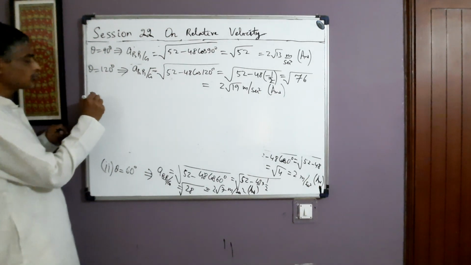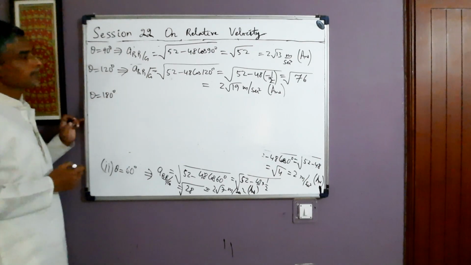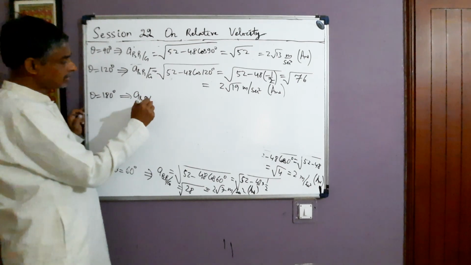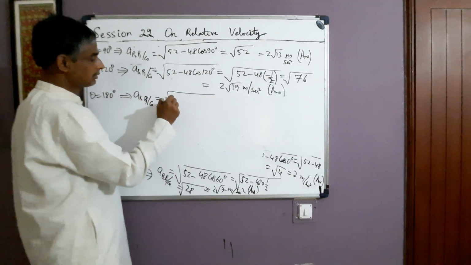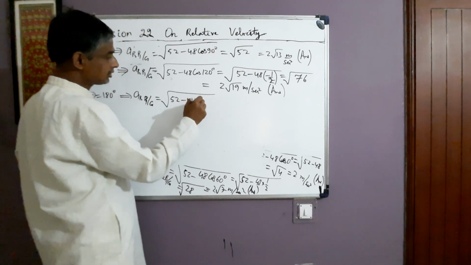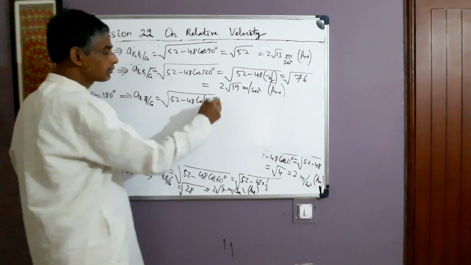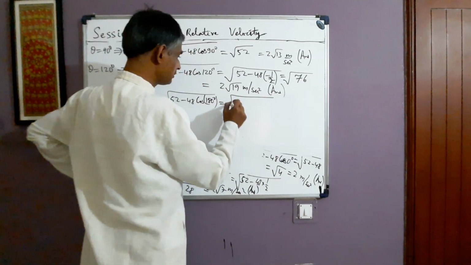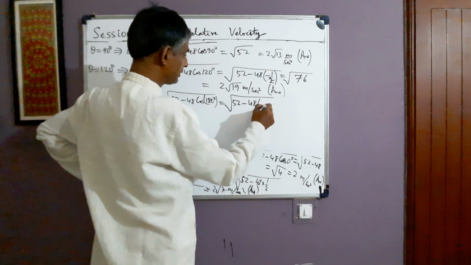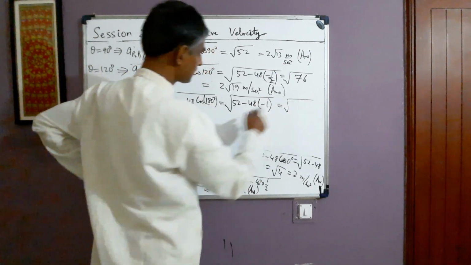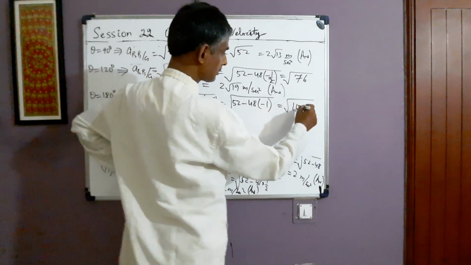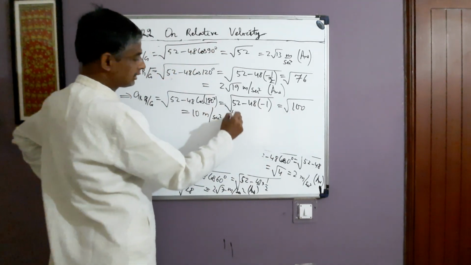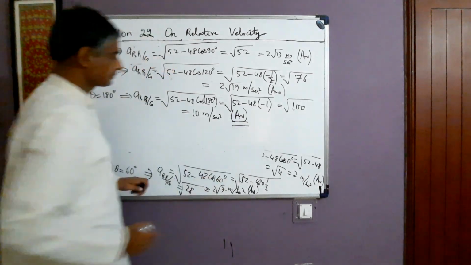And last, theta is given to be 180 degrees. In that case, A P2 P1 G becomes root under 52 minus 48 cos 180 degrees. It is well known that cos 180 degrees is equal to minus 1. So this becomes root under 52 minus 48 into minus 1, that is 52 plus 48, which is 100. And this becomes 10 meter per second square. This is therefore the required answer.